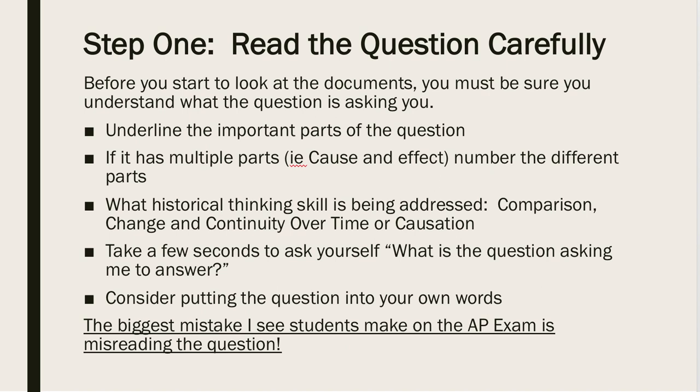So what historical thinking skill is being addressed is something you want to think about. Is it comparison? Is it change and continuity over time, or is it causation? So again, for AP World, it's a causation essay because it's social and economic effects, which would fall under causation. And for Euro, you're writing a change and continuity over time essay because you're looking at how the lives of women were altered as a result of World War I.